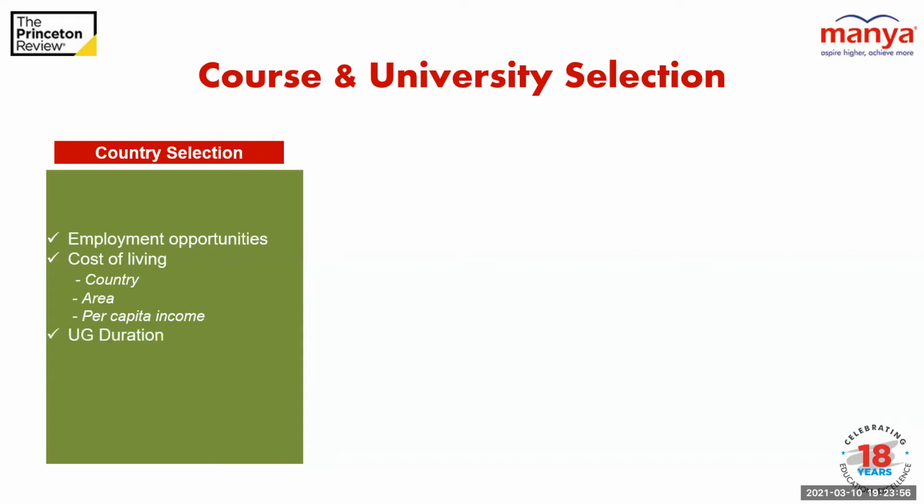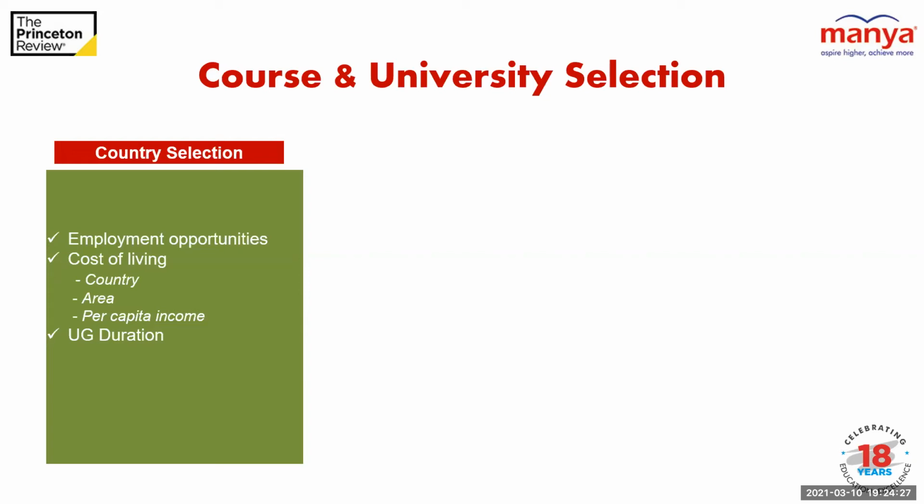Now, the duration of the undergraduation course also varies from one country to another. There are countries offering 3 years, and there are countries that have a mandatory 4 years of undergraduation. Now, it may impact your cost. So it could be one of the elements that you could consider while arriving at a decision as to which country you would wish to go to.